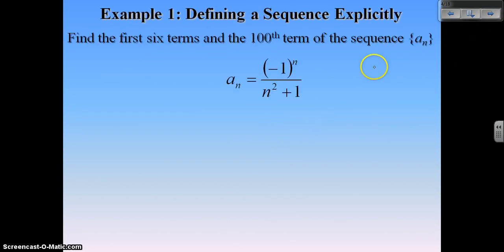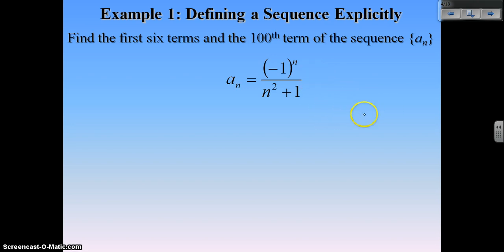Alright, let's talk first of all about defining a sequence explicitly. Now, you're going to see two terms that come up with sequences. One is explicitly and one is recursively. Explicitly is simply an equation. So if you want a certain term, say you want the 12th term, you just plug 12 into the equation. A recursive sequence, you're going to find out in a moment, you can't do that because a recursive sequence requires you to know previous answers before you can find a certain answer. But we'll get to that in a moment.